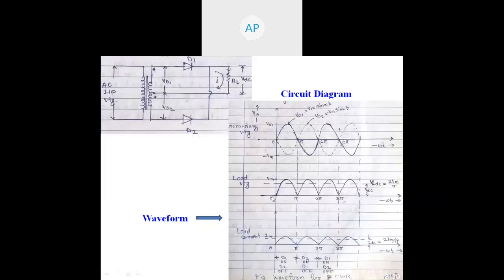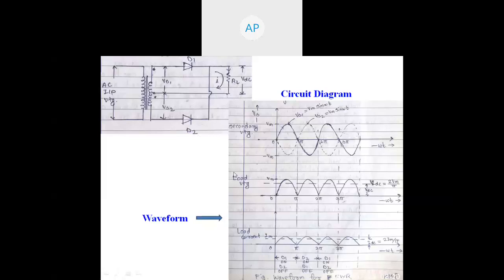It is observed that the output voltage is available for the entire cycle, whereas for a half wave rectifier, the output voltage is available only for 0 to pi, not for pi to 2 pi. But here the output voltage is available also for the pi to 2 pi duration. So for this circuit, output voltage is available for the entire cycle, or the entire full wave. So it is called a full wave rectifier.